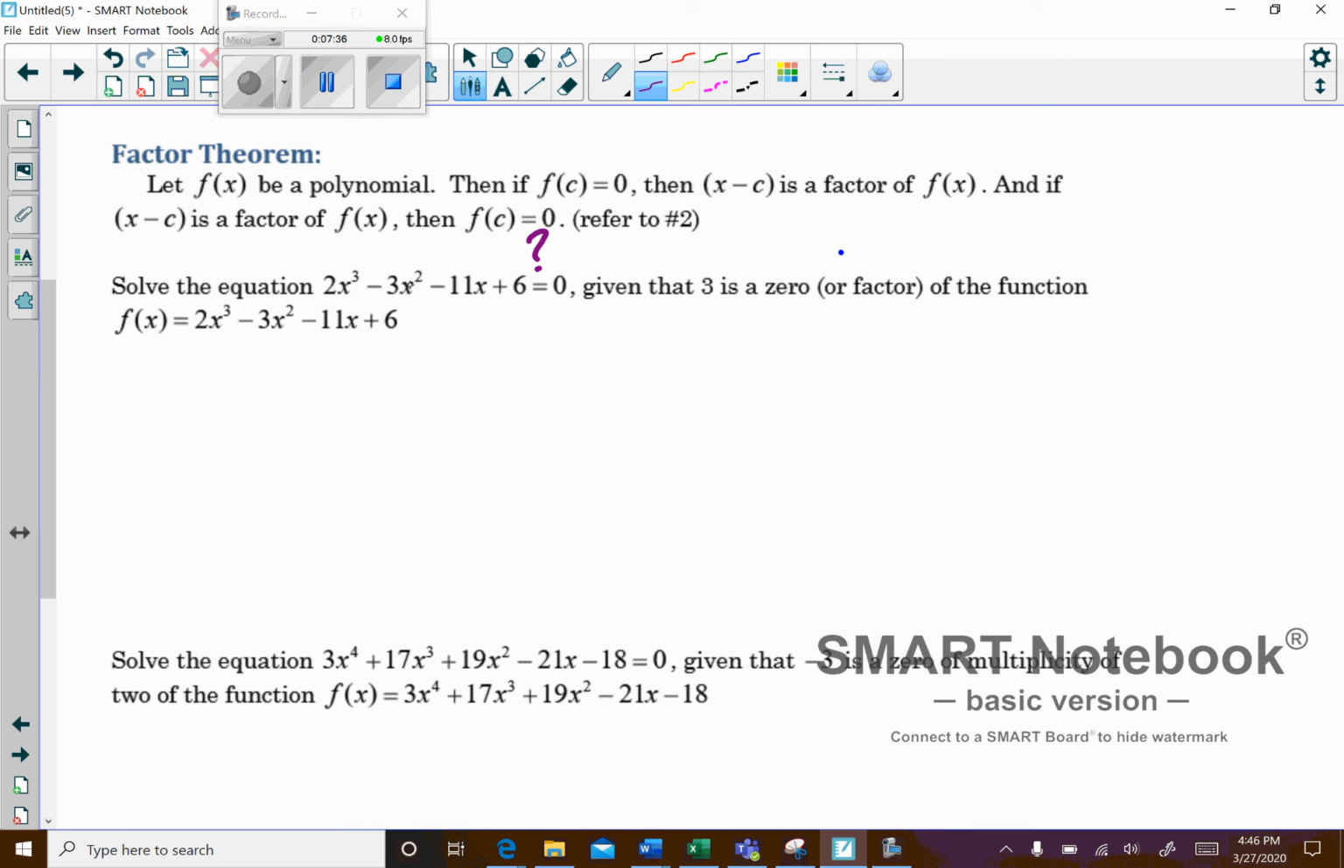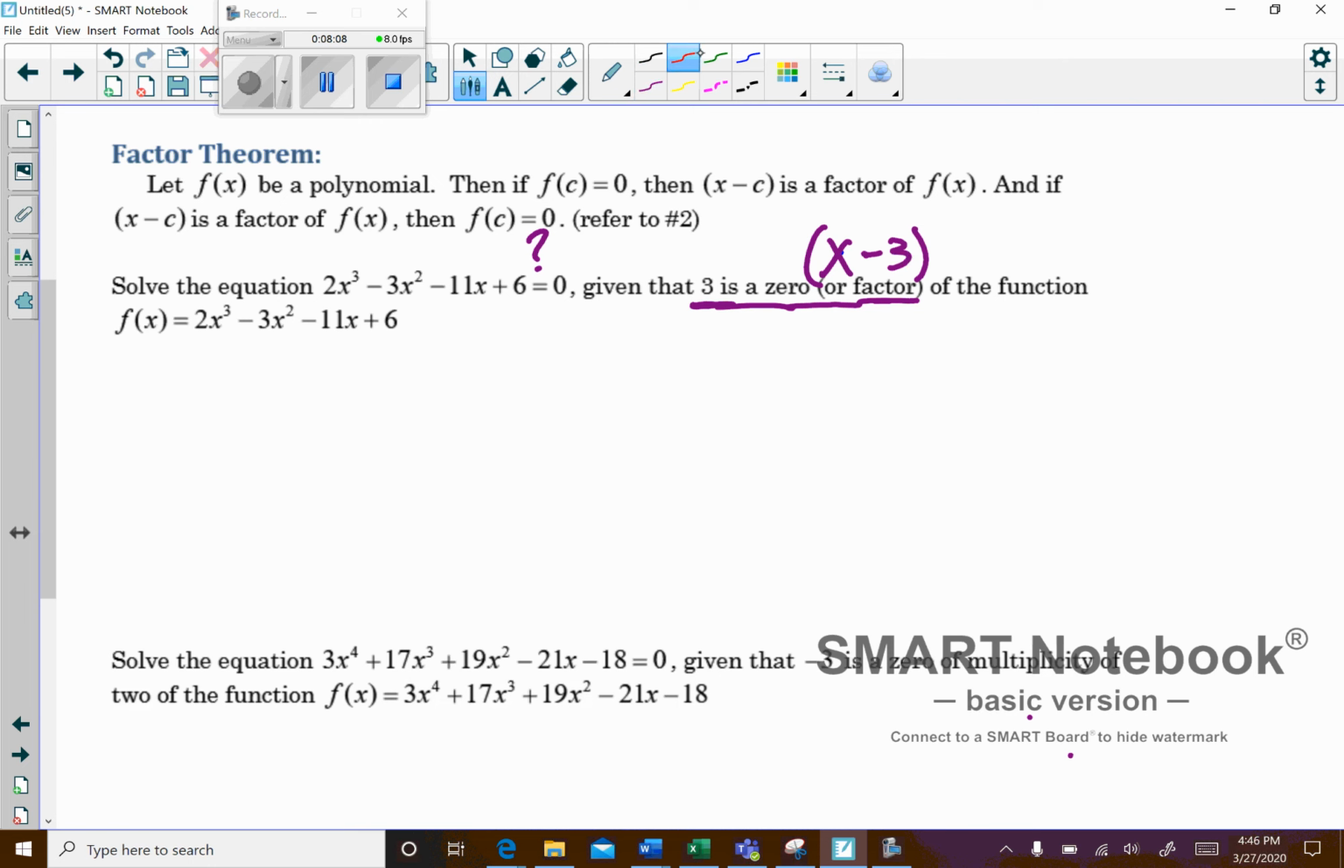But what they're going to do is they're going to say, given that 3 is a 0 or basically a factor. As a factor, that would actually be written as x, let me fix that, x minus 3. X minus 3. That would be it as a factor because the solution to that factor, what makes that factor equal 0, would be 3, right? 3 minus 3 is 0. So they're telling you right there that that is one of the factors, that 3 will give you basically a remainder of 0.